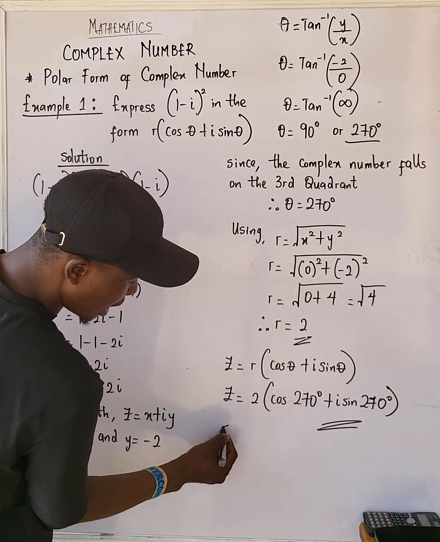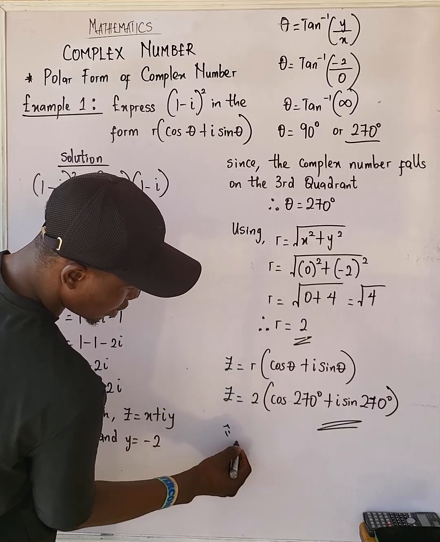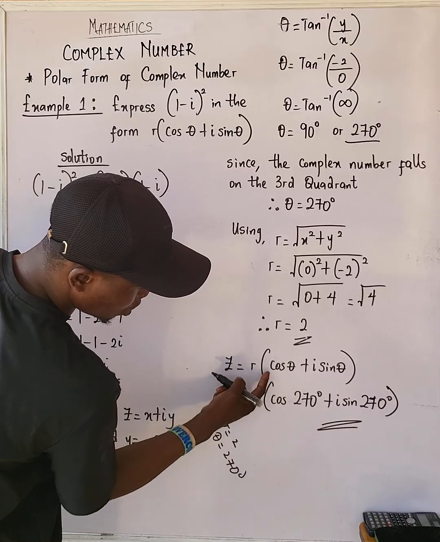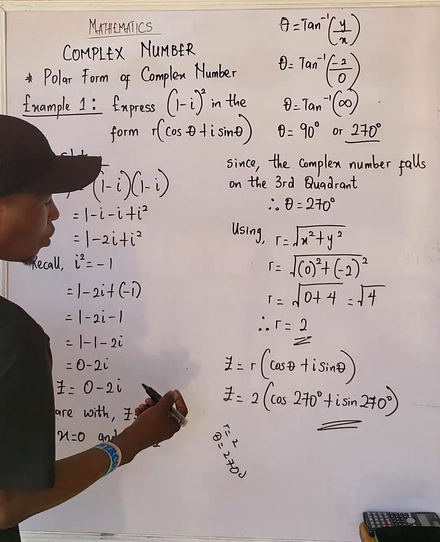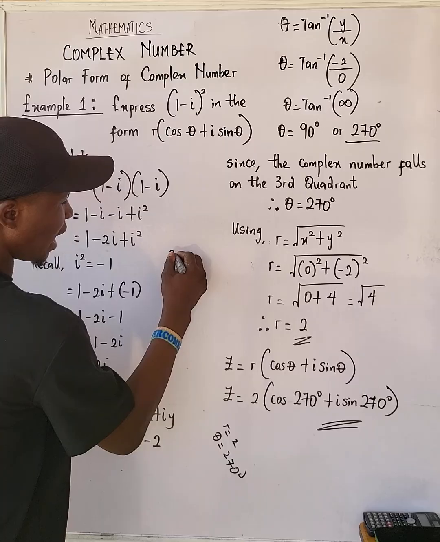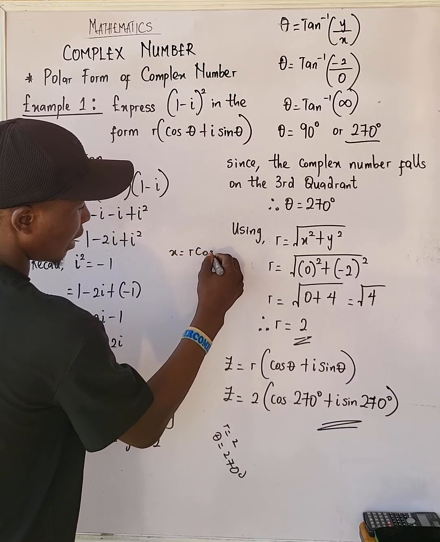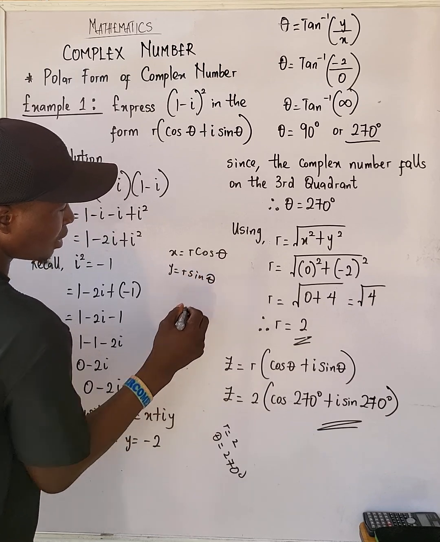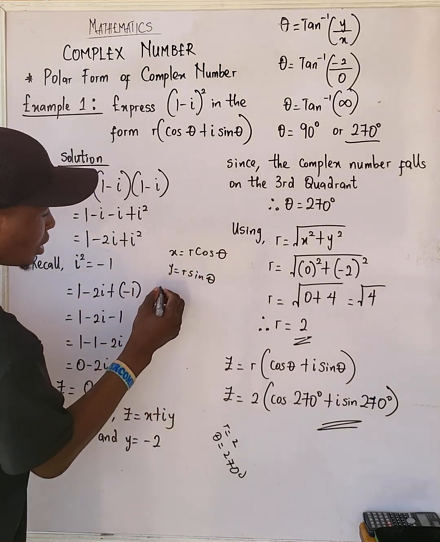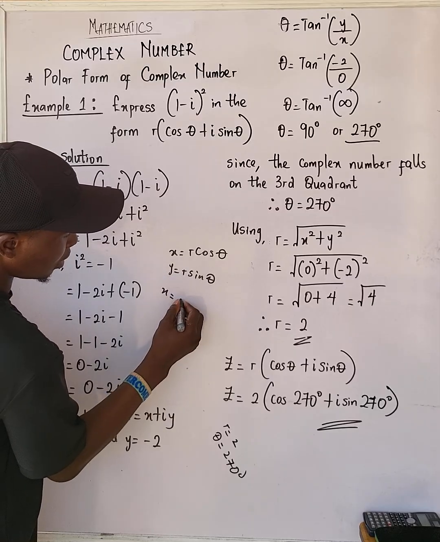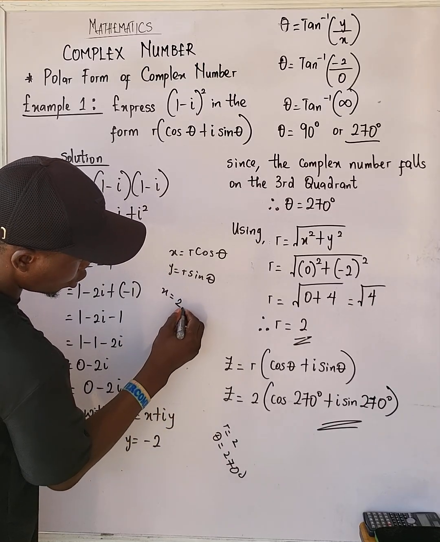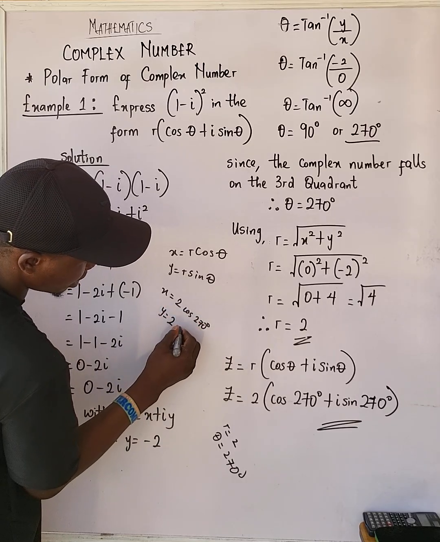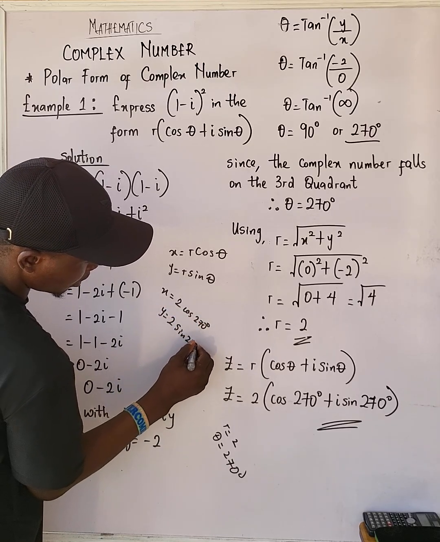So what do you now say? You now say where your r, what is our r representing? 2. What is our theta representing? 270 degree, right? If you compare this with this, now don't forget the two formulas I gave you were x equals r cos theta, and y equals r sin theta, right? So what do you now do? So that will be x is equals to, what's our r? That's 2 cos 270 degree. And what will be your y? That's 2 sin 270 degree, right?